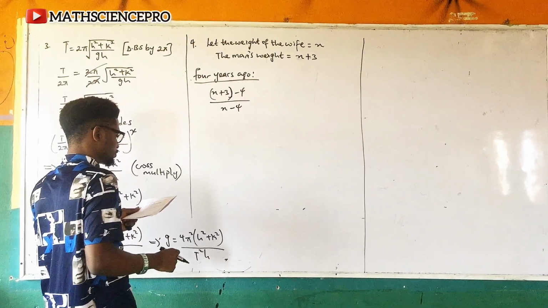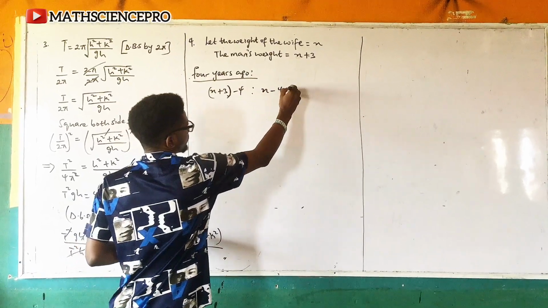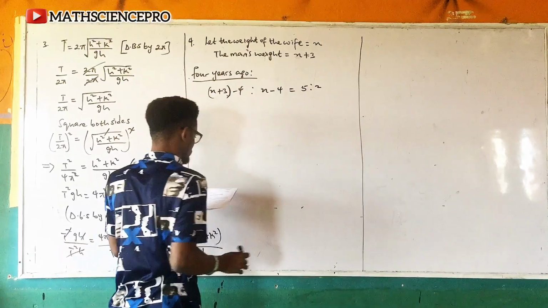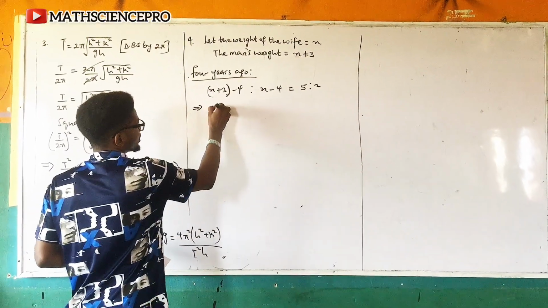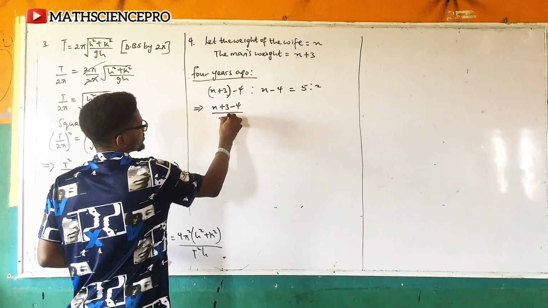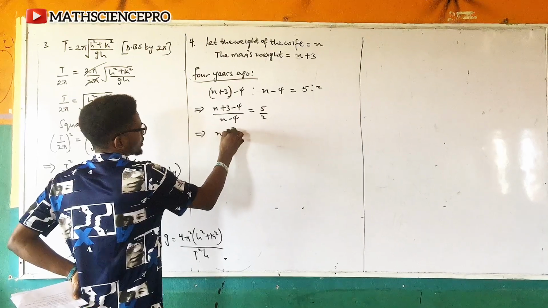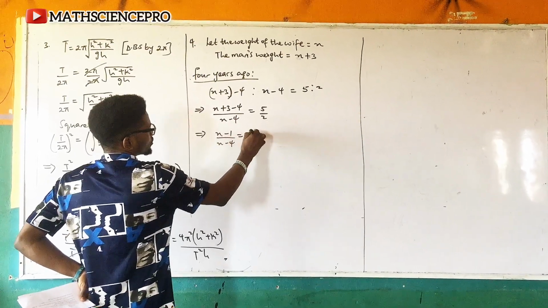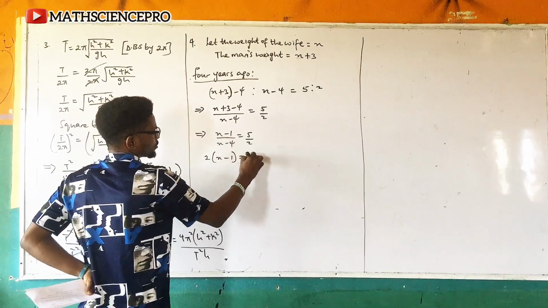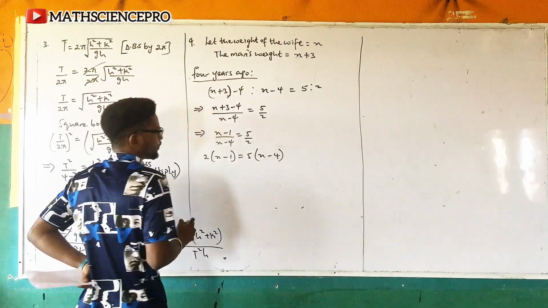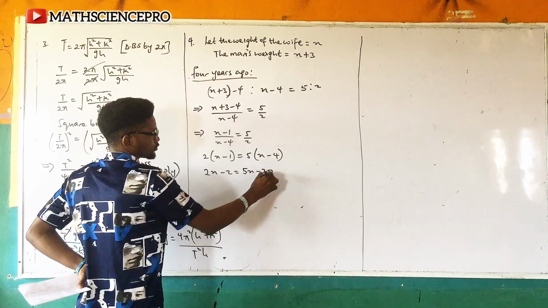Now, they said the ratio of their weight. Let me do it this way first. So this is for the man, ratio x minus 4 for the wife. It is 5:2, 4 years ago. So trying to interpret this, you can represent this in fraction. We have x plus 3 minus 4 divided by x minus 4 equals 5/2. This implies x minus 1 over x minus 4 equals 5/2. When you cross multiply, I have 2 open brackets x minus 1 equals 5 open brackets x minus 4. Trying to expand this, 2x minus 2 equals 5x minus 20.